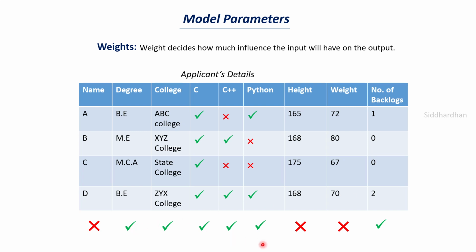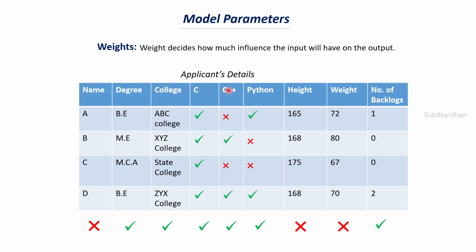Out of these nine features, we have excluded three features: the name column, the height column, and the weight column. The remaining six features are important for us to determine whether the person can get a software engineering role or not. Now we need to give a numerical value to emphasize the importance of these columns, and this is where weights will help us. So we will assign a particular numerical value to these columns.